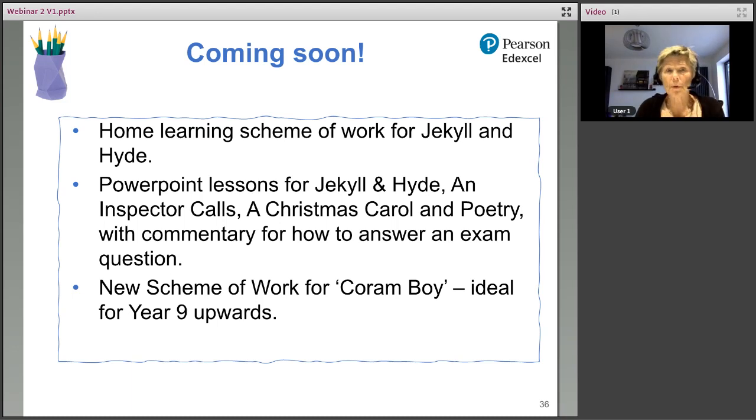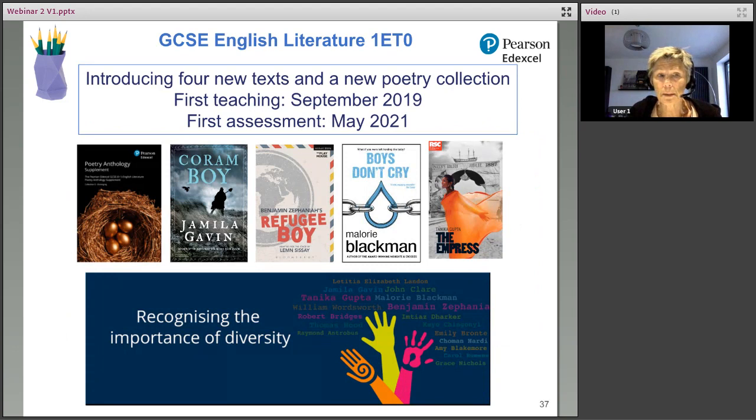And as I've said before, we've got a new scheme of work for Coram Boy, if anybody's interested in looking at that, to maybe do in the future. It's a really good book to do for year nine upwards. It's excellent. And there's our new texts for English literature, which again are well worth looking at. And if you want to change text in the future, we've got the new poetry anthology, and it's all based around diversity. Oh, somebody's doing Coram Boy with year nine next year. Excellent, Laura. So get hold of the scheme of work. I'd really like your views on it. I found it really fun to write.